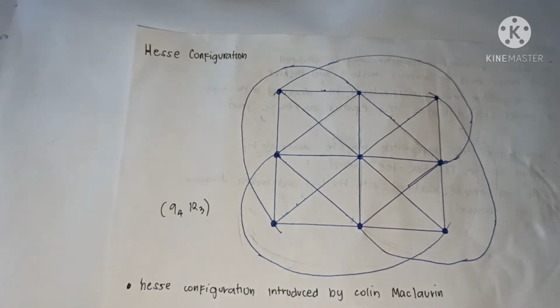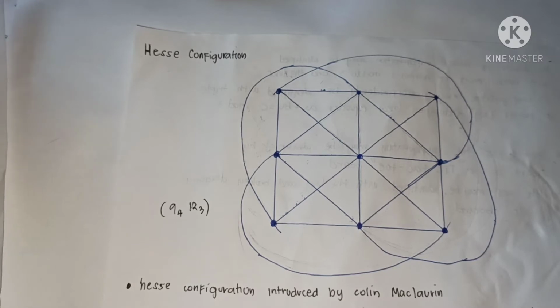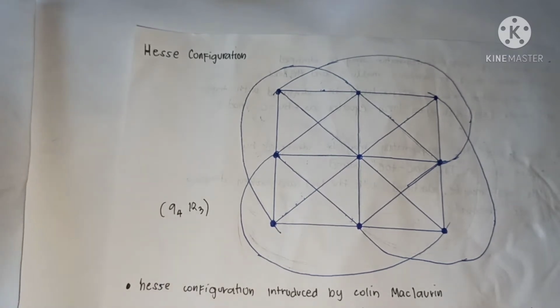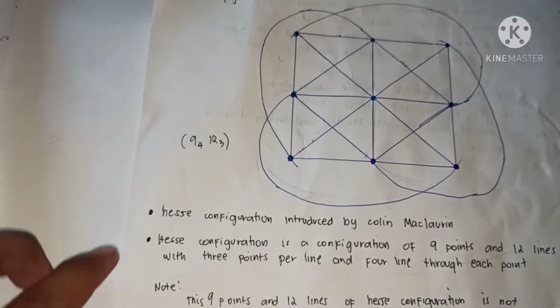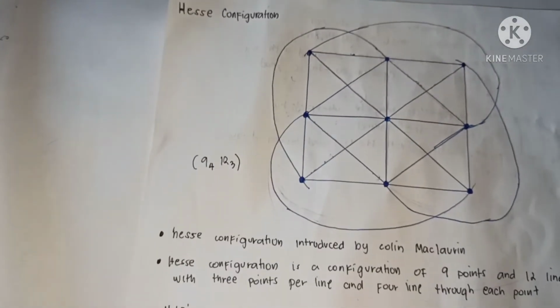Hesse configuration. Hesse configuration was introduced by Colin Maclaurin. He is a Scottish mathematician known for being a child prodigy. He also holds the record of youngest professor, and also introduced the Taylor series and Maclaurin series of an infinite series. Now let us discuss the points of Hesse configuration.